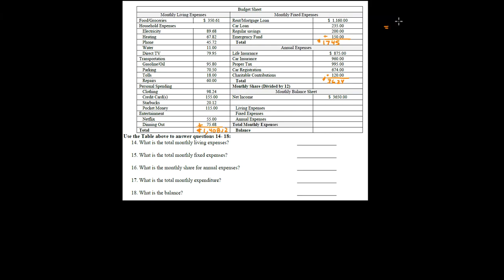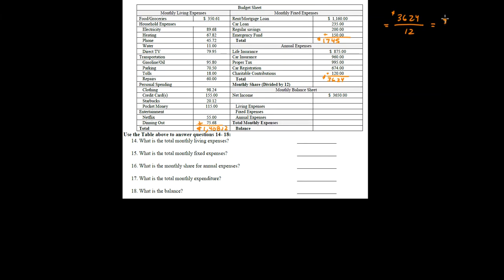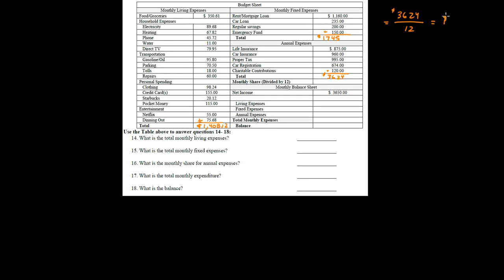So remember, if I take the yearly cost, the 3624, and I divide that by the number of months, it tells me how much money I should be planning or budgeting to save each month for those. So I've got my amount that I need to be hanging on to each month for those bills when they come up of 302. So again, it's just the total divided by 12 months.